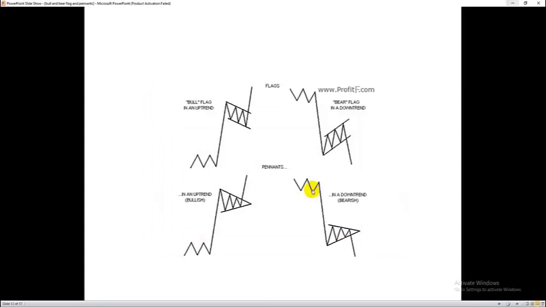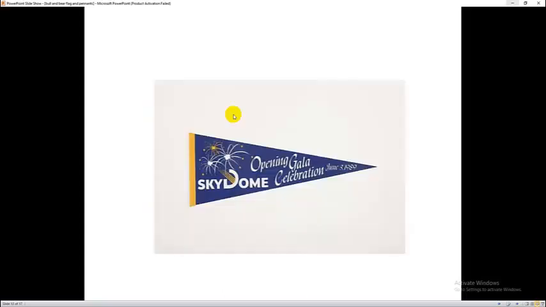Now let me explain with this picture. This picture explains everything. The difference between a flag and a pennant. Now look at it very well. The first two above are the flags. The second two below are the pennants. So I explained to you, the flags look like a normal flag you see.